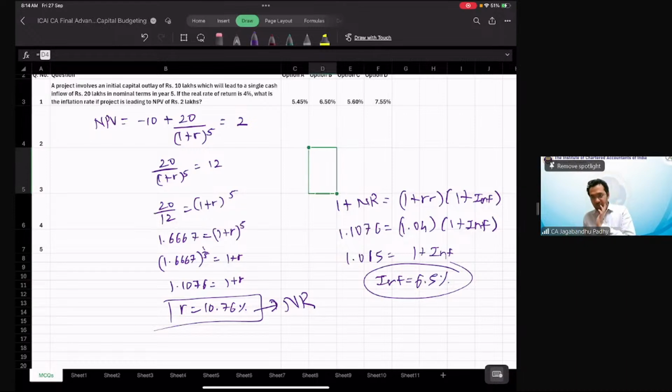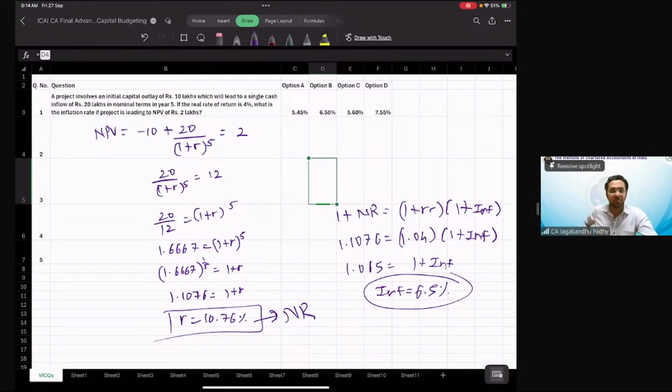Can we use the option to solve this question on calculator? Yes, you can. Definitely, you can use the option also. I mean, you can try the options and try to get the number which matches with the question. So 6.5% is the inflation rate.